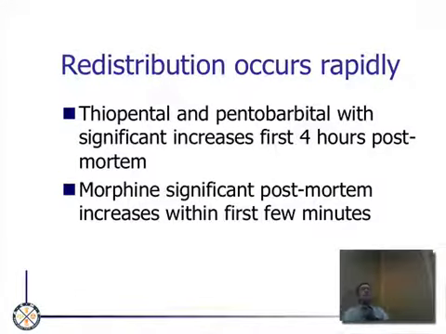Another concept covered in the paper is that redistribution can occur rapidly with some of the medications involved. Two examples specifically given here are thiopental and pentobarbital, which have significant increases, but only in the first 4 hours post-mortem. The other example was morphine, which also has significant post-mortem increases, but within the first few minutes.